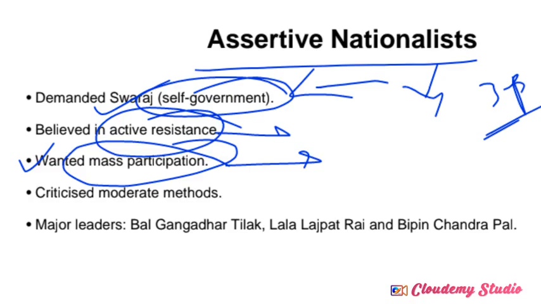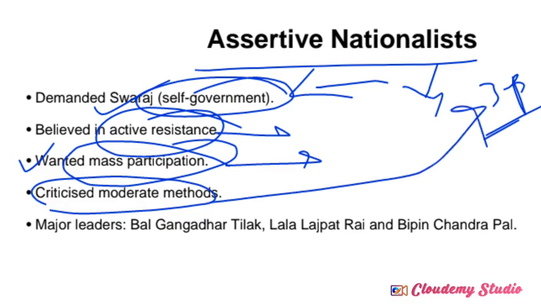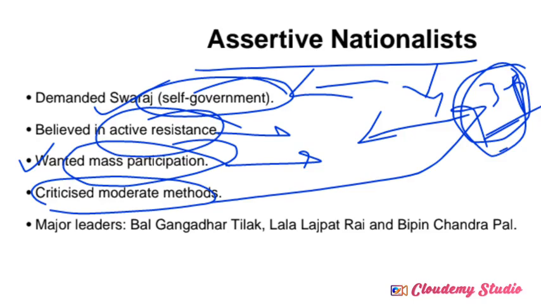Next, they criticized the moderate methods. They completely criticized the 3P methods. The British government was cruel and was not working for the welfare of Indians. So using the 3P method in front of such people would not benefit or work against the British government. That's why the assertive nationalists started to criticize the policies and methods of the moderates at that time.